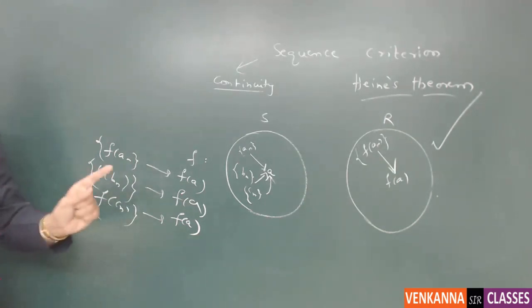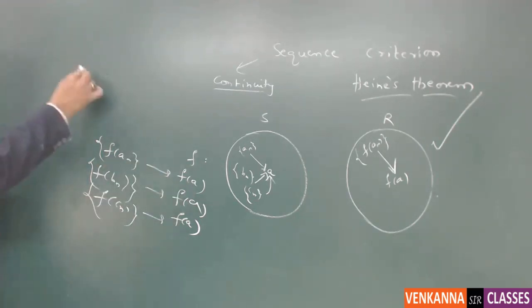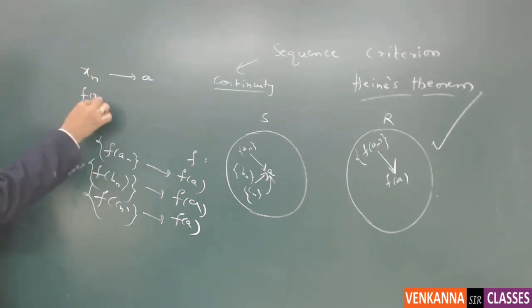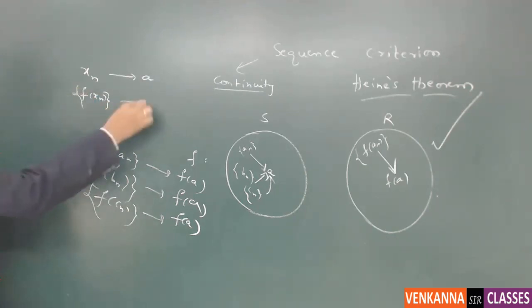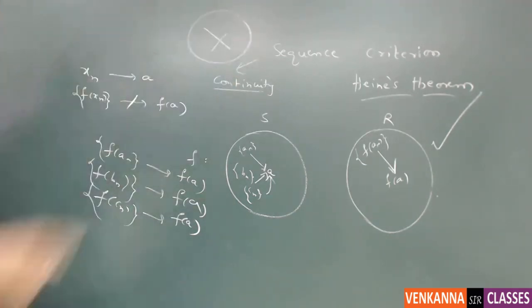So if you are able to find at least one sequence such that xn converges to A and f of xn is not converging to f of A, then we say that f is not continuous. So it is a very useful theorem for proving many problems, and some very good problems are given in UPSC based on this concept, the sequence criterion. Okay? Is it clear?